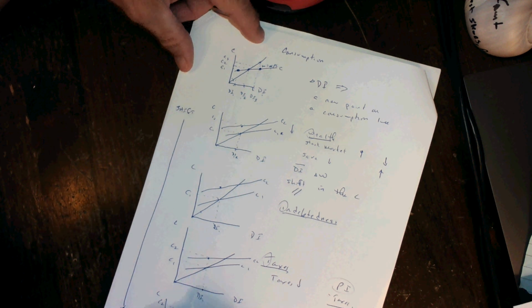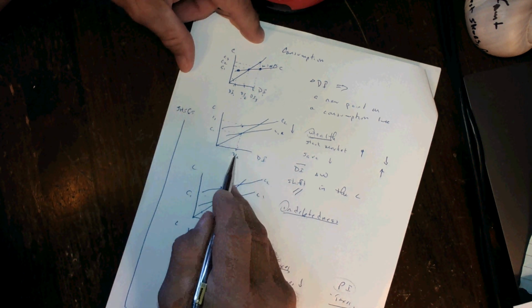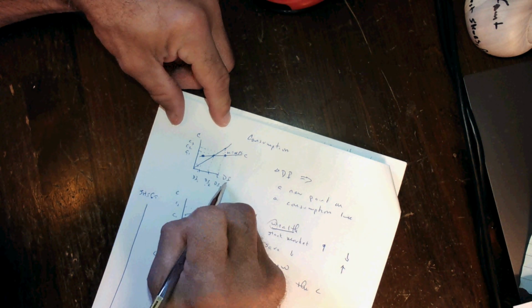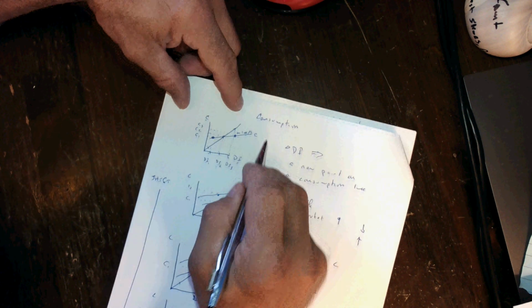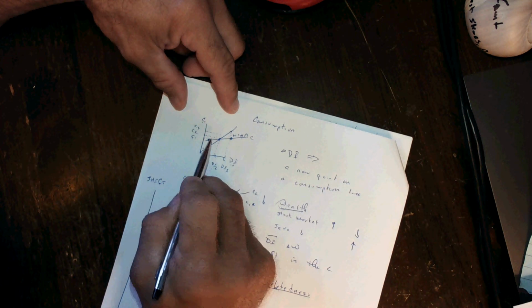You'll get a new consumption line at any one level of income. But here, if it's income itself, that's the thing we predicted was the most important predictor of consumption. So we built this relationship. And as long as income continues to cause consumption to change, you'll ride on one line.